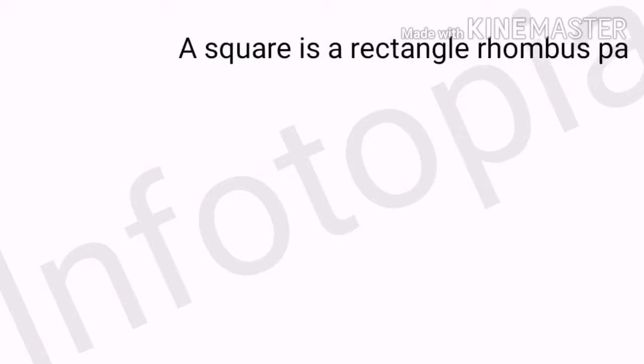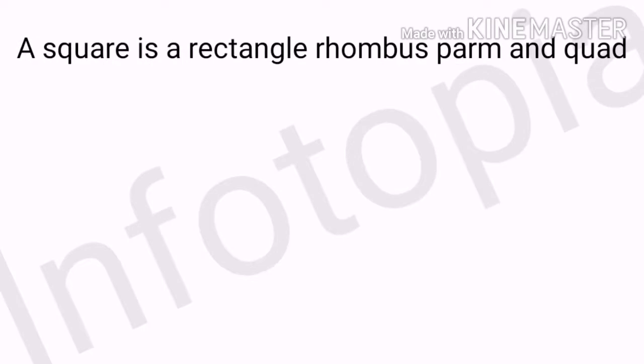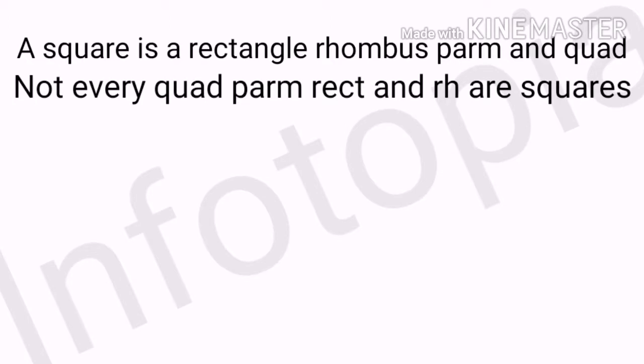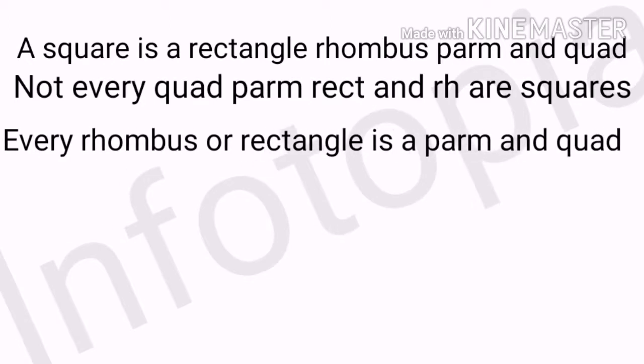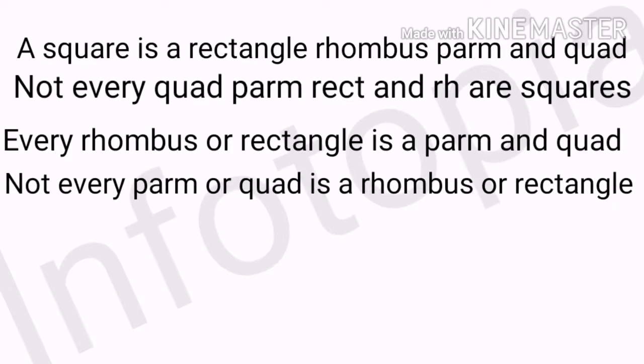After finishing this lesson, there is one important conclusion that you should be able to draw, which is that every square is a rectangle, rhombus, parallelogram, and quadrilateral, but not every quadrilateral, parallelogram, rectangle, or rhombus is a square. And this applies to the rhombus, rectangle, and all other quadrilaterals, because every rhombus or rectangle is a parallelogram and quadrilateral, but not every parallelogram or quadrilateral is a rhombus or rectangle, so on and so forth.